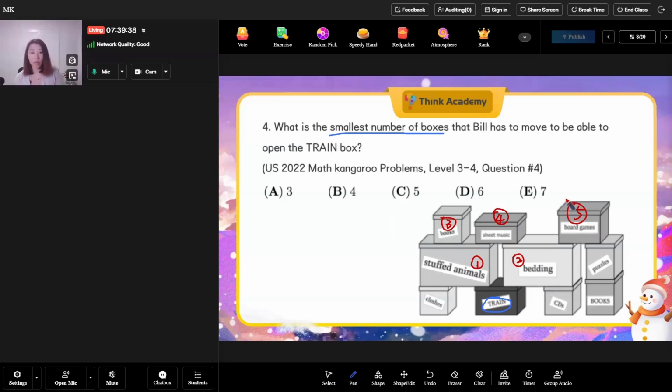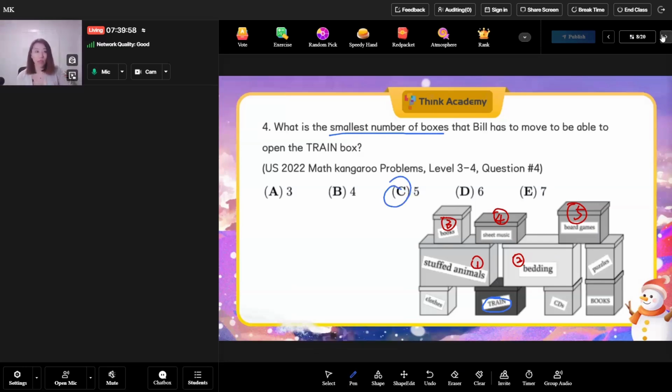And is there anything else blocking the books, the sheet music, the board games? No, nothing on top, right? I can move the books, the sheet music, and board games freely. So how many boxes do I need to move? 1, 2, 3, 4, 5. So the answer is C.